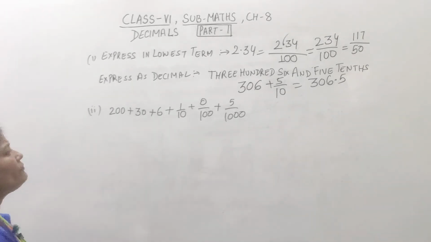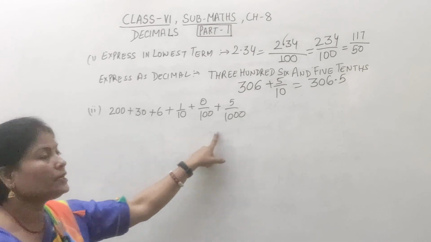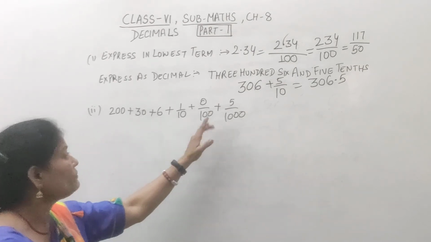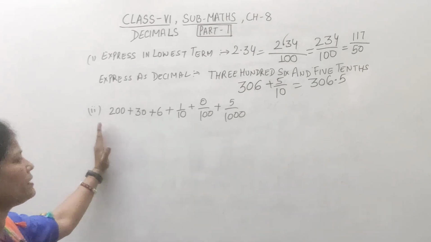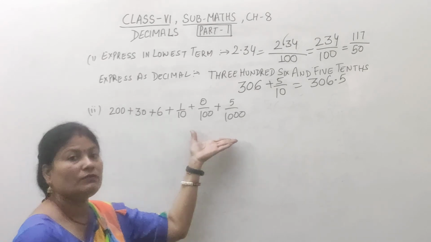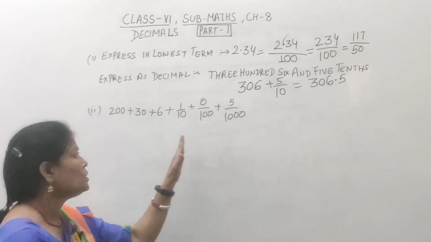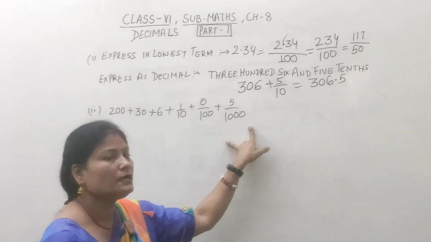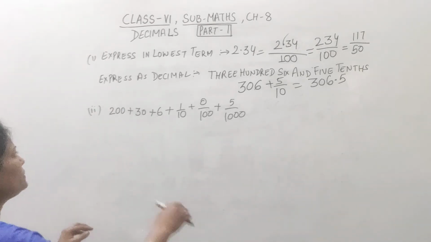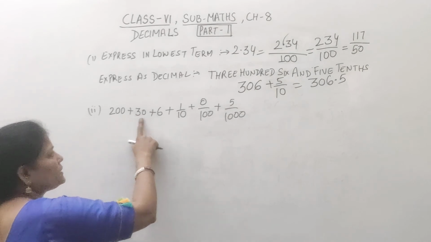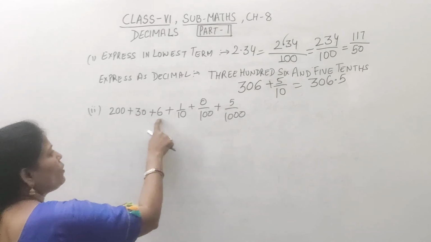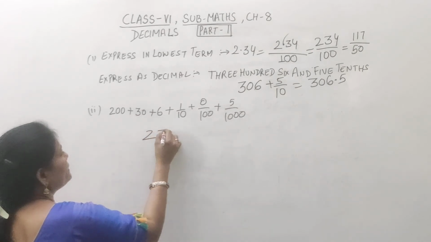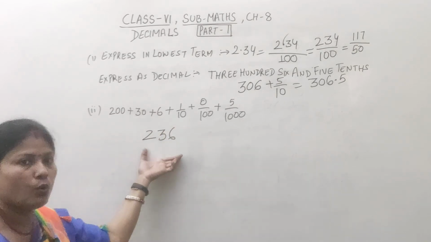Yes, children. Now, one more example. This is called expanded form. Already we have done it, but we did it with ones, tens, hundreds. But in decimals, we will go for the decimal places also. So, before the decimal, these are called whole numbers and these are called the decimal part. How can I write it down? 236. So, I can add all these. I have to write down 236 as a whole number.